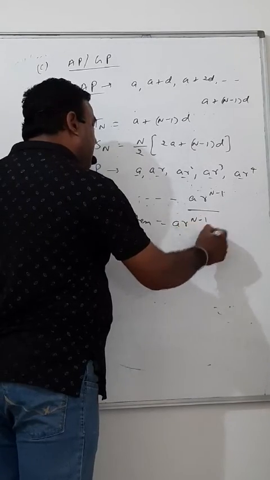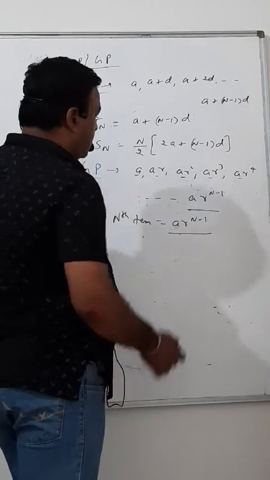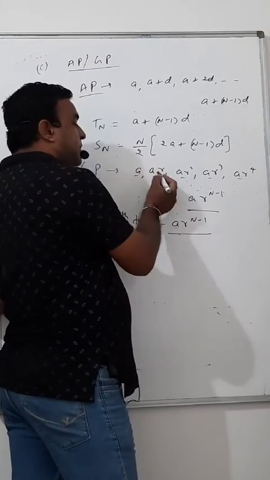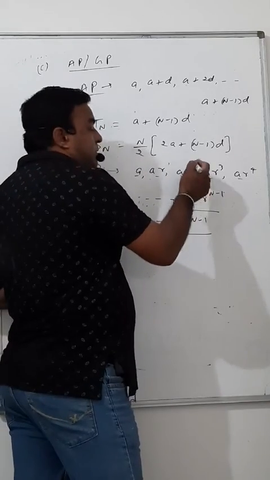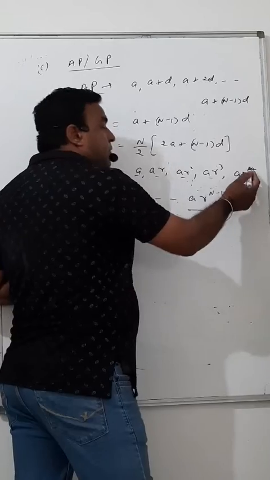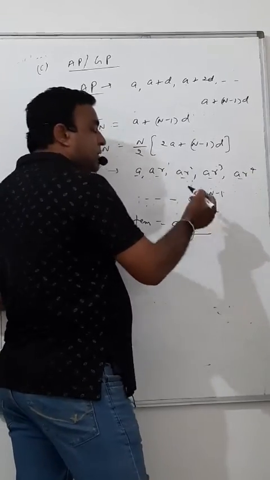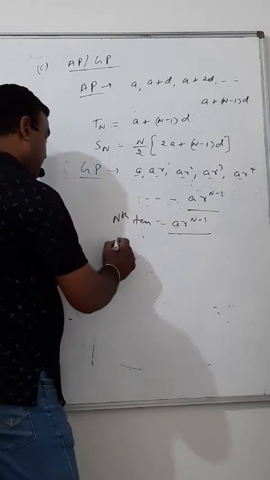AR^(n-1). First term, AR^0. Second term, AR^1. Third term, AR^2. Fourth term, AR^3. Fifth term, AR^4. Nth term, AR^(n-1). This is the formula for the nth term.